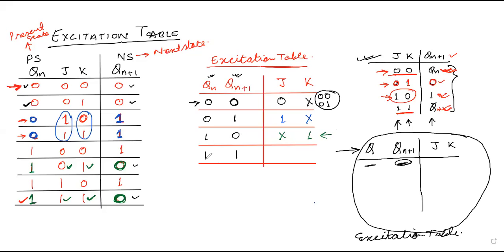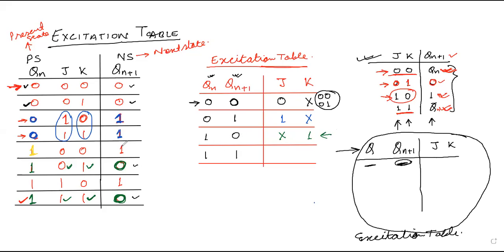Okay, next we have 1 1. So present state is 1, next state is also 1. Where are we finding that? Okay, let me change the color. Is yellow color visible?